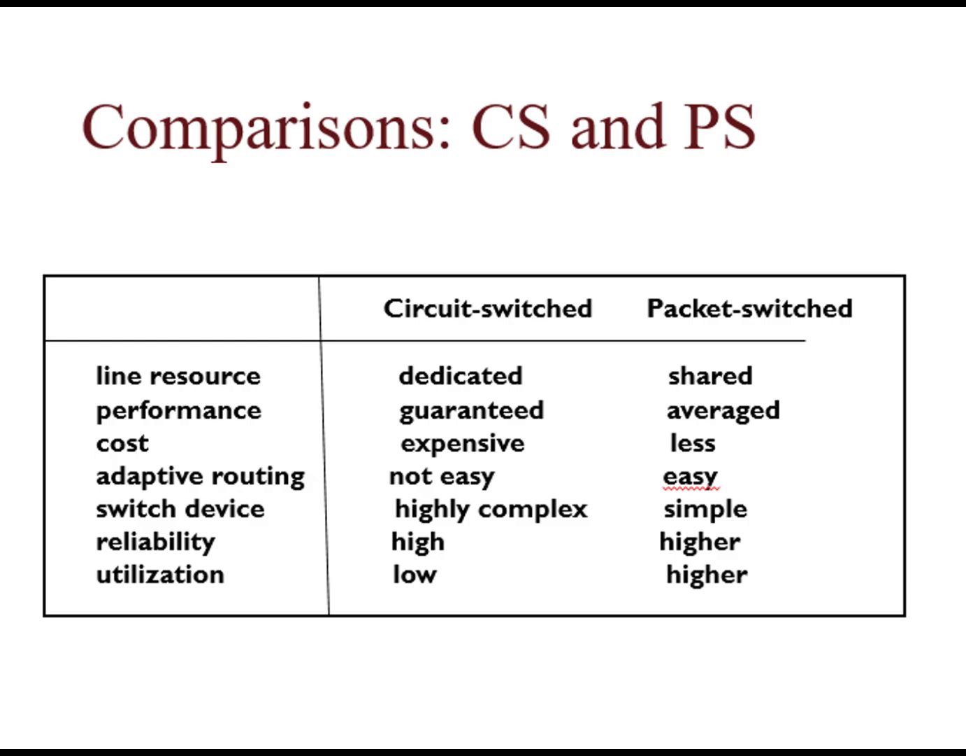Comparisons: CS and PS. Circuit switched versus packet switched, in terms of line, resource, performance, cost, adaptive routing, switch device, reliability, and utilization. Circuit switching is dedicated, packet switching is shared; guaranteed versus averaged; expensive versus less; not easy versus easy; highly complex versus simple; high versus higher; low versus higher.